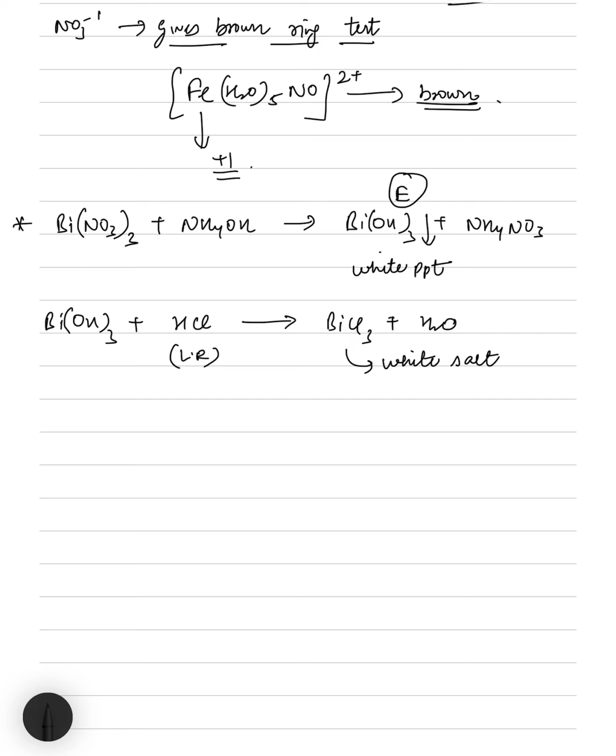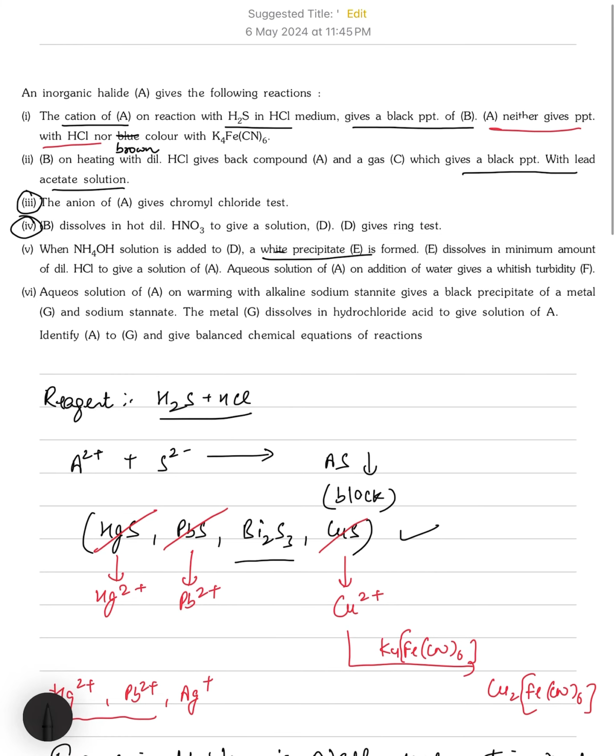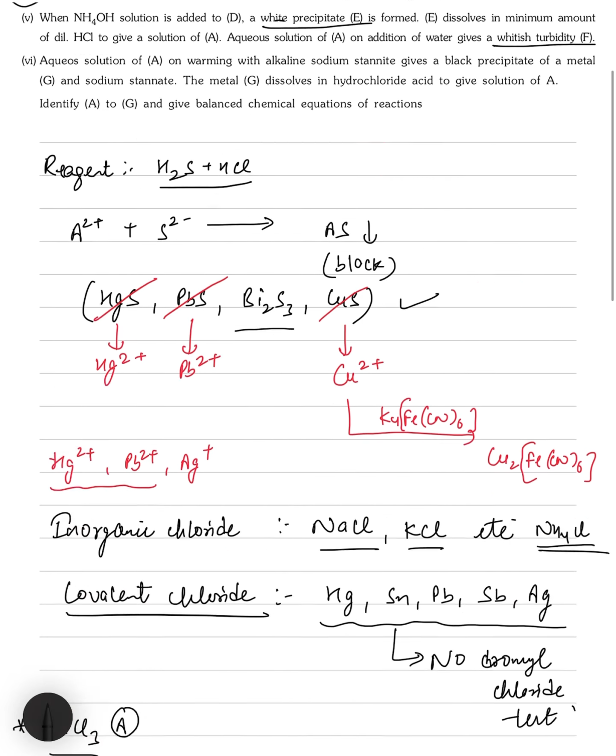Now what will happen if I add excess of water to the solution? The solution obtained here is BiCl3 salt along with water. And if we use excess of water here, what will happen? We get the white turbidity, and the white turbidity is because of the formation of bismuth oxychloride. This is what we obtain. So BiOCl is the compound number F, the white turbidity F.